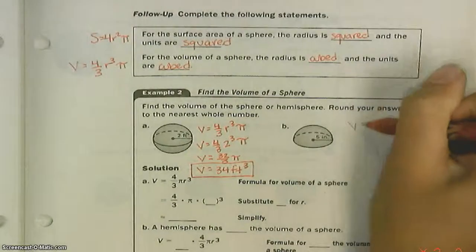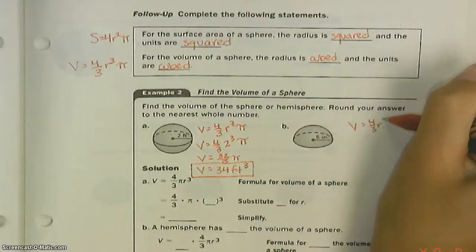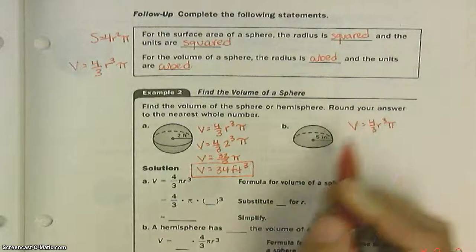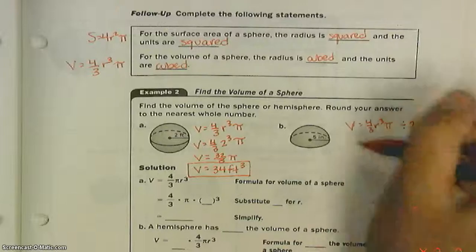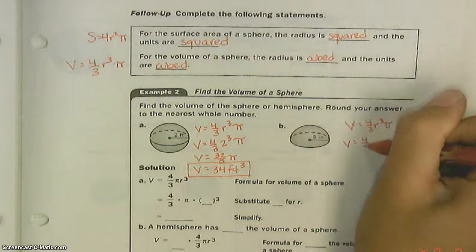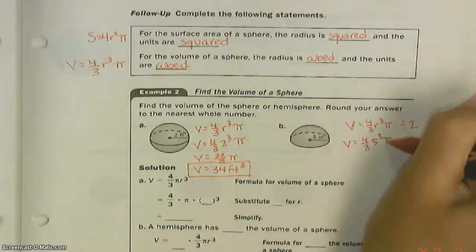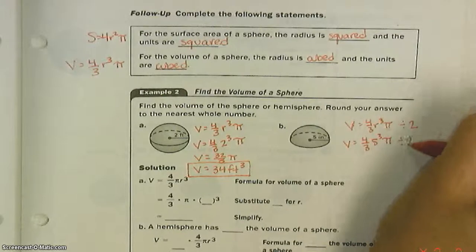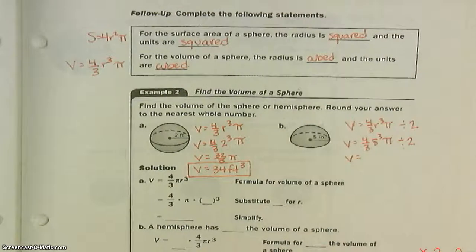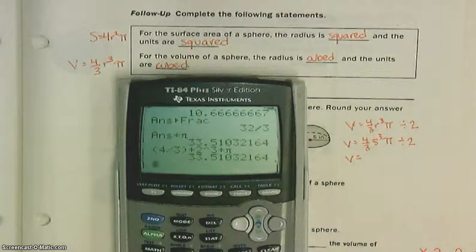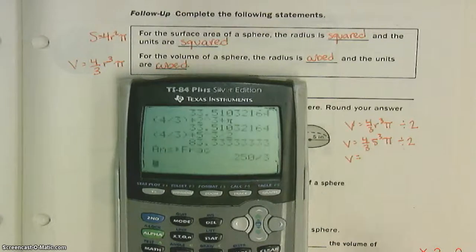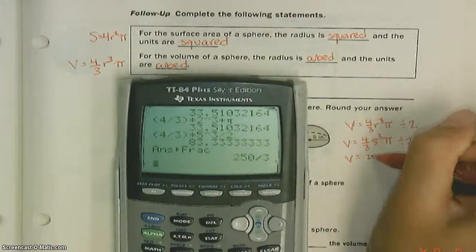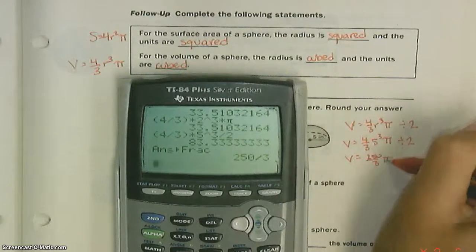Here we go again. 4/3 r cubed pi. But notice this time we only have half of a sphere. So we need to divide this by 2 at the end. So 4/3 5 cubed pi divided by 2. If you want to leave in terms of pi, you put all those numbers in your calculator. 4 divided by 3 times 5 cubed. Then we could divide it by 2 right now. I like to leave it as a fraction. So I would leave this as 250/3 pi.